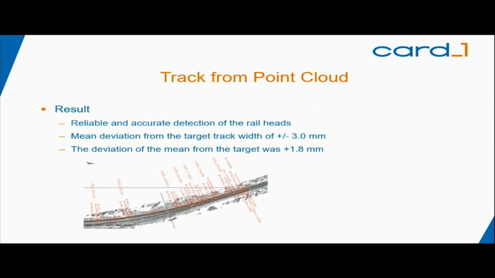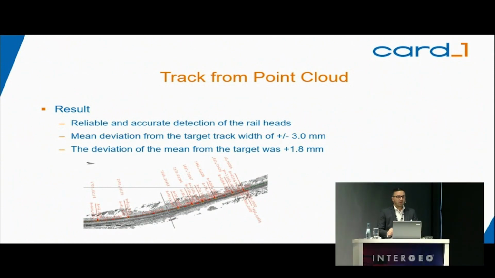Our opinion is that the results are very accurate. The first expression I can say is they are as accurate as the point cloud data is. So if the point cloud data was measured and recorded accordingly, then CAD1 is not making any mistakes. It can interpret it in an accurate way and generate the geometry. For example, the mean deviation from the track width, the gauge, is according to our analysis plus minus 3 millimeters.